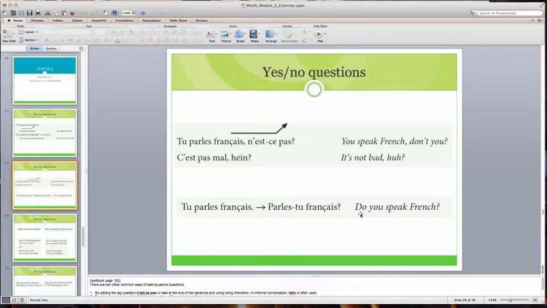By the way, we do the same thing in English. It's just that we invert our helping verb. In English, we say, do you speak French? That's different than you do speak French. When we invert or switch the subject, you, and the helping verb, do, it makes a question.